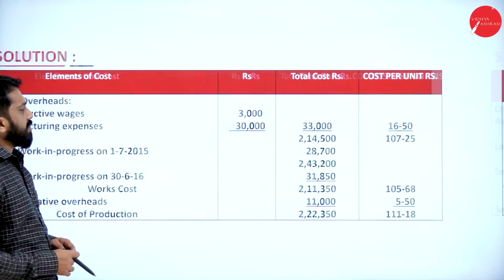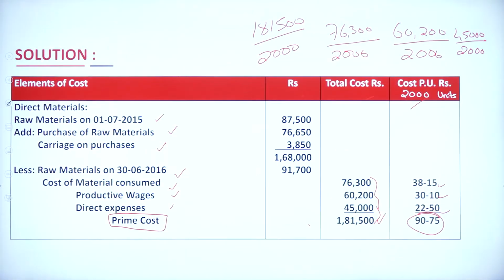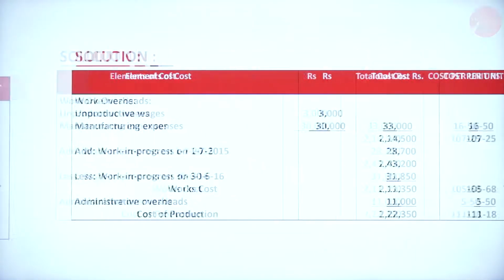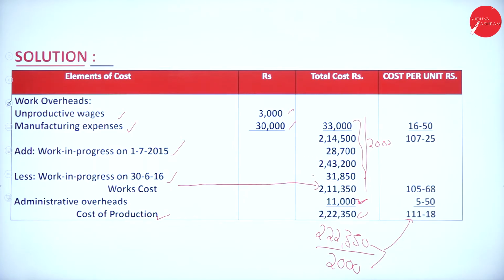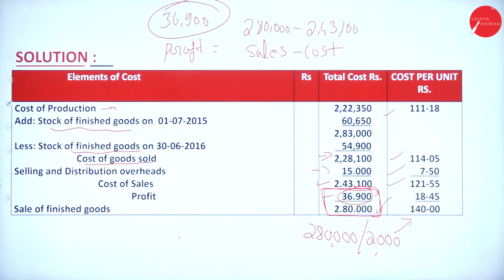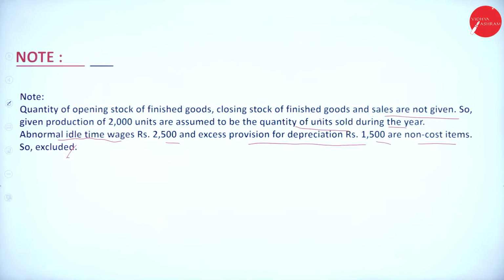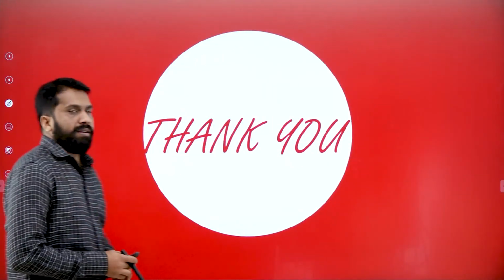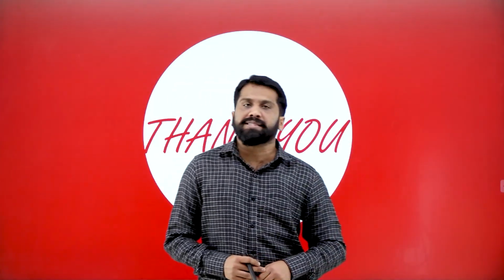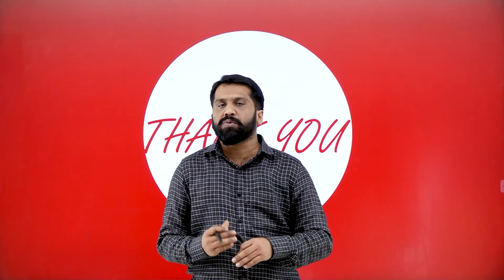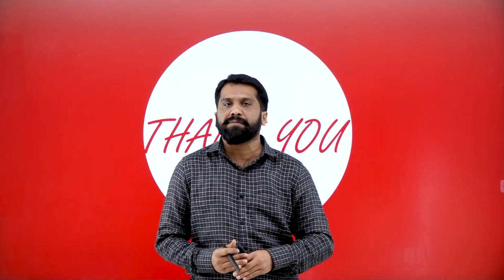I'll go back to your answer. So up to prime cost, you already took the screenshot. There is a next step up to cost of production, your sale of finished goods, your note nothing but your 2,000 units, and depreciation as well as the additional provisions not part of your cost sheet. So this is all about today's session. In the next session, we'll do one more problem on cost sheet and we'll wind up with this particular topic. Thank you.